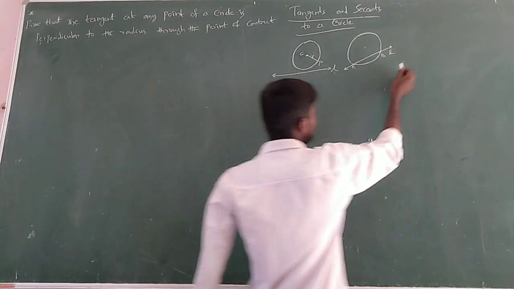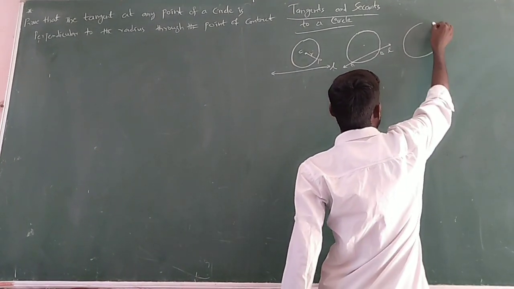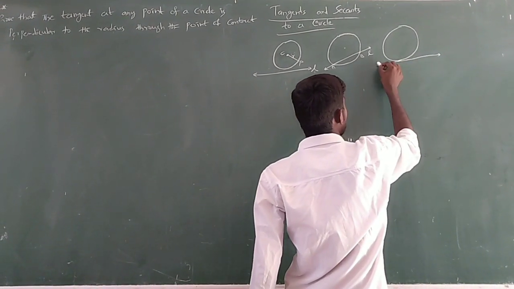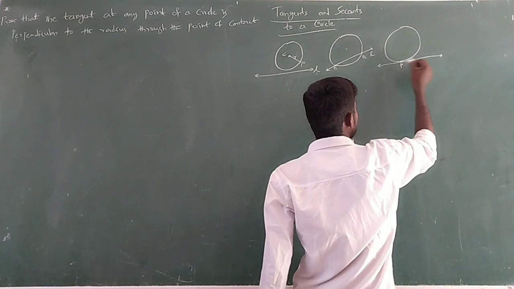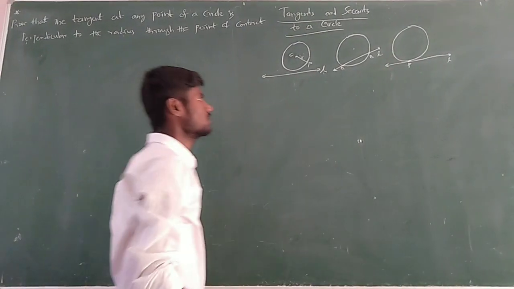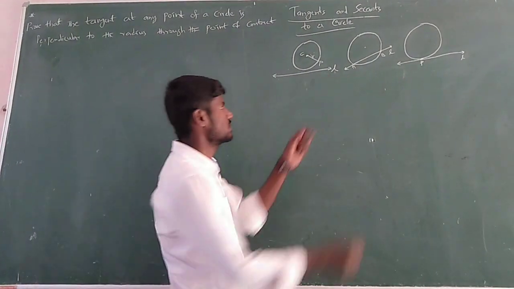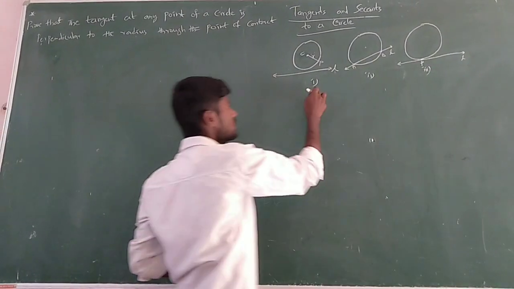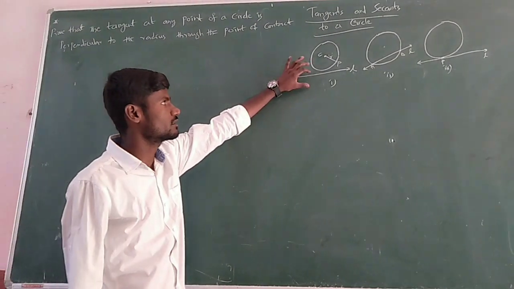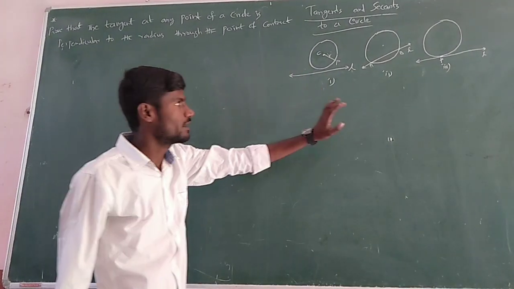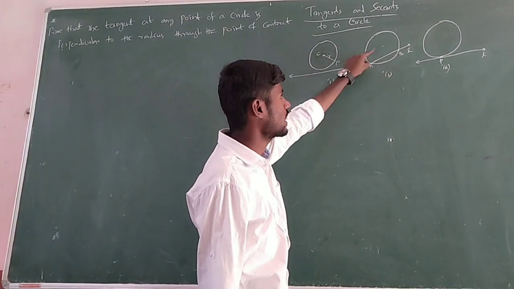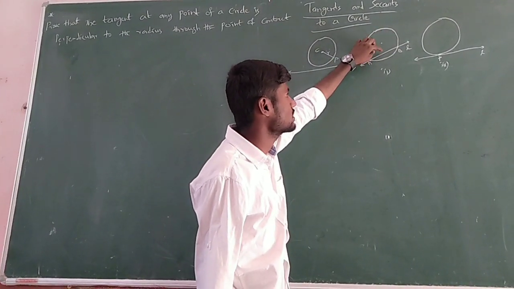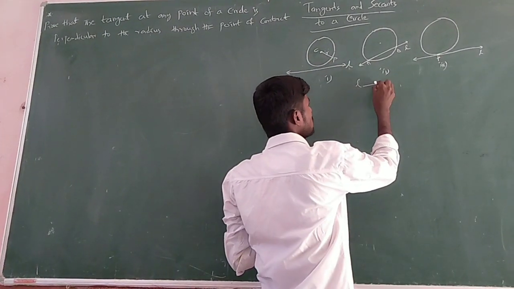Suppose we consider another situation. Here the line L is touching the circle at only one point. So if you discuss these three situations, in situation 1 there is no contact between the line and the circle. Coming to the second situation, the line L is intersecting the circle at 2 points. So in this case, this line L is said to be a secant.